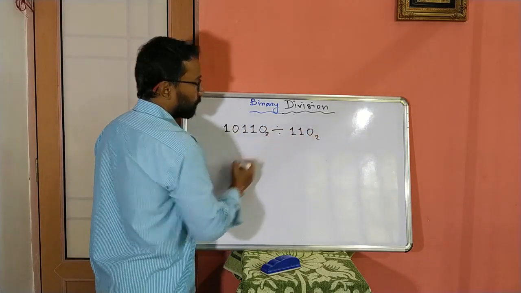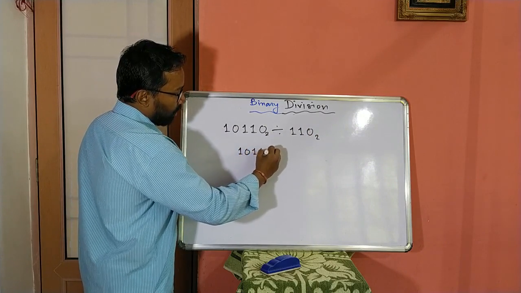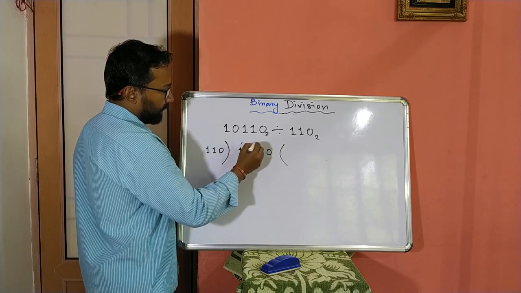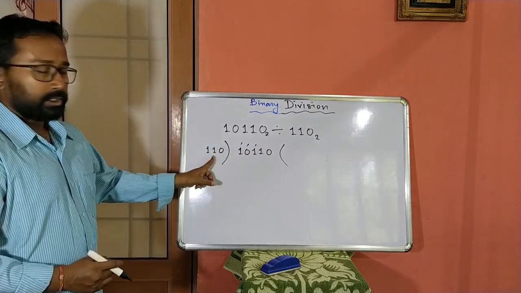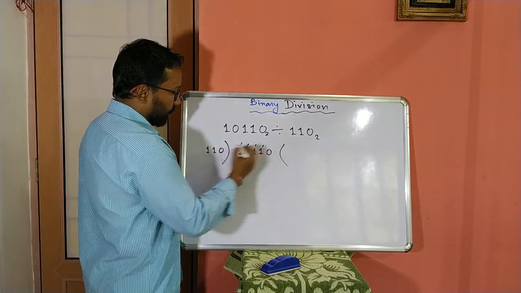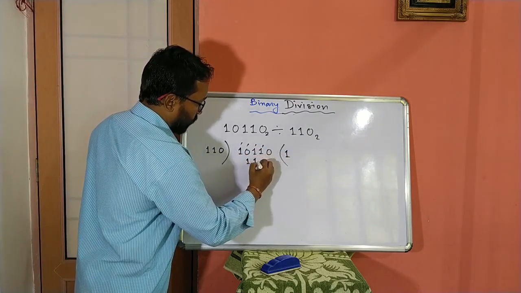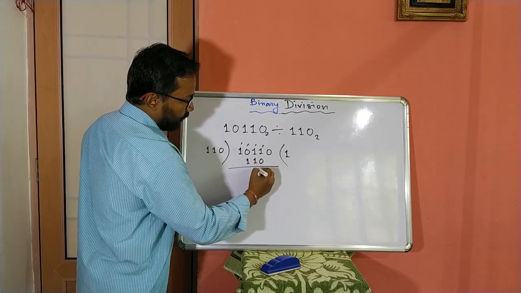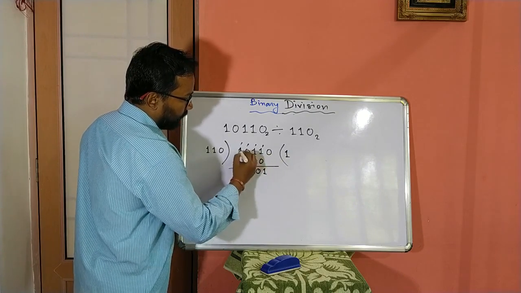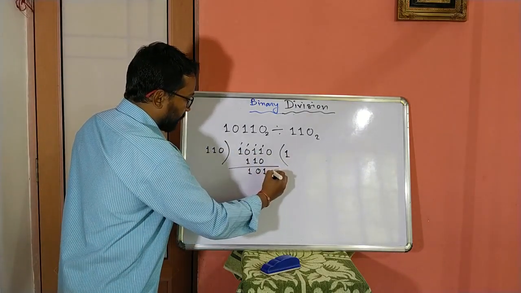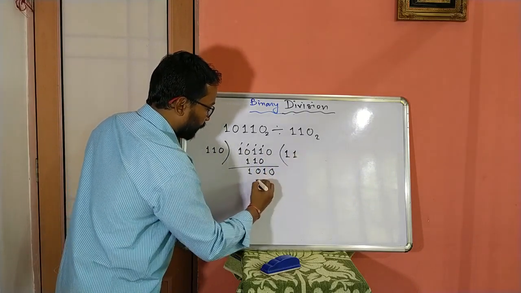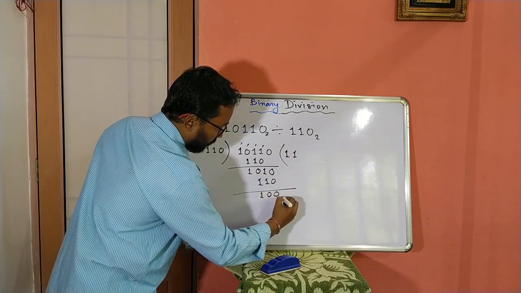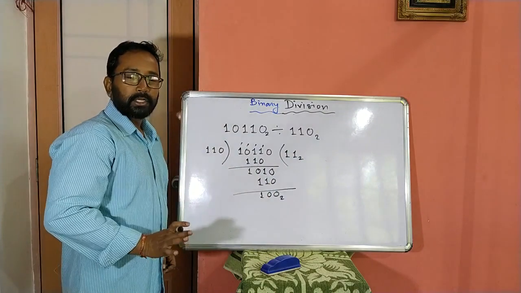1 0 1 1 0 by 1 1 0. So if I take 3 digits, this number is smaller than this, so I have to take 4 digits here. So then 1 0 1 1 0. So 1 minus 0 is 1. 1 minus 1 is 0. 0 minus 1 is 1. For that, this 1 becomes 0. So here, now we have to take this 0. Take 1 1 1 0. So here 0, here 0, here 1. This is remainder, this is quotient. Division understood?